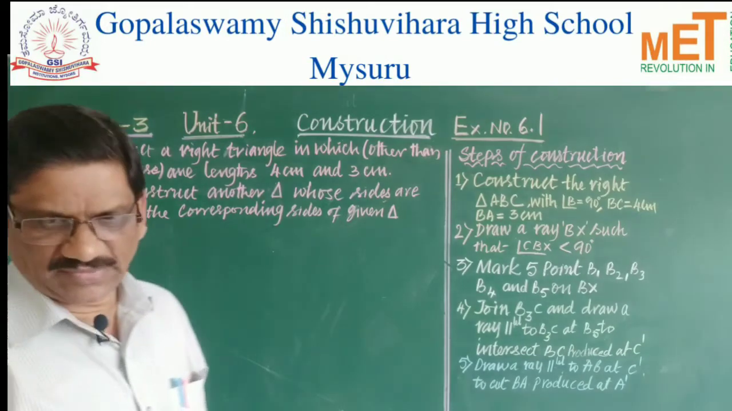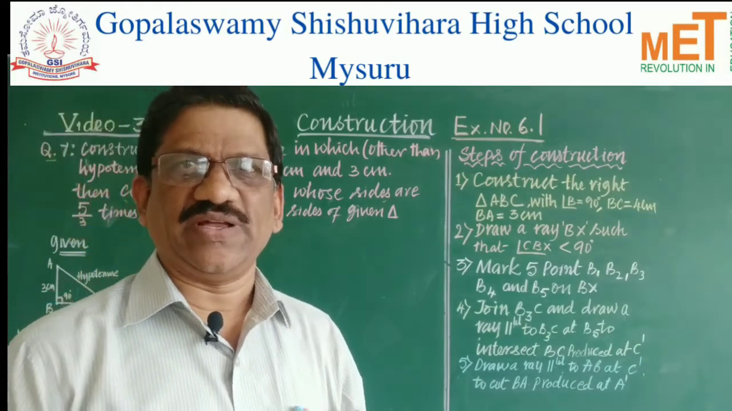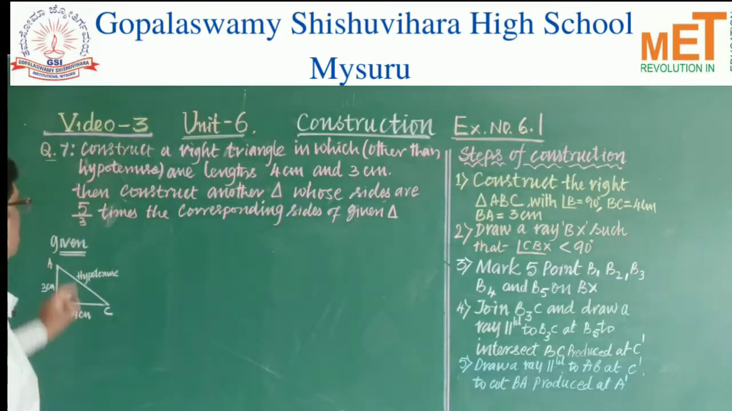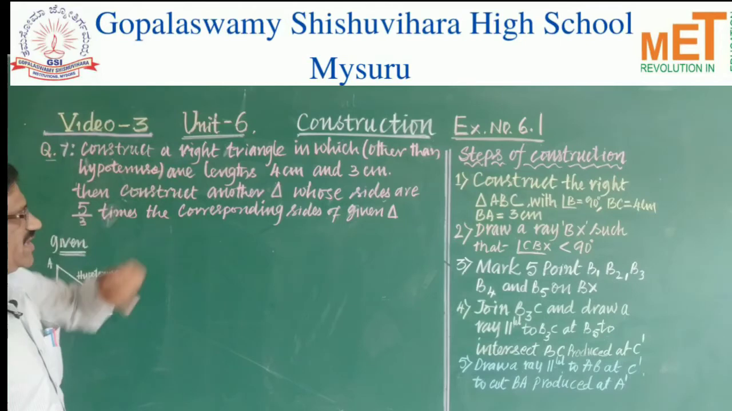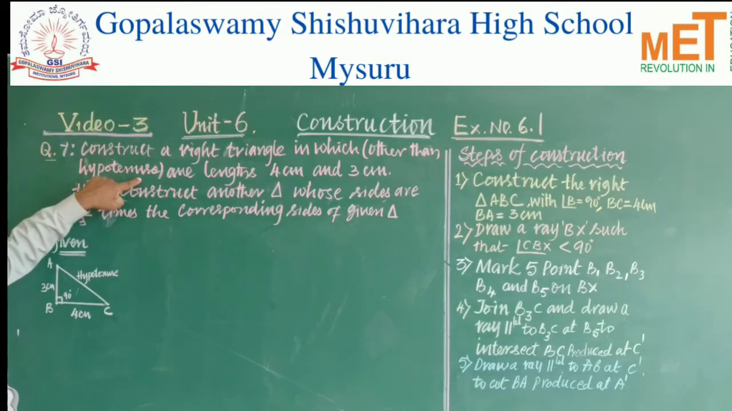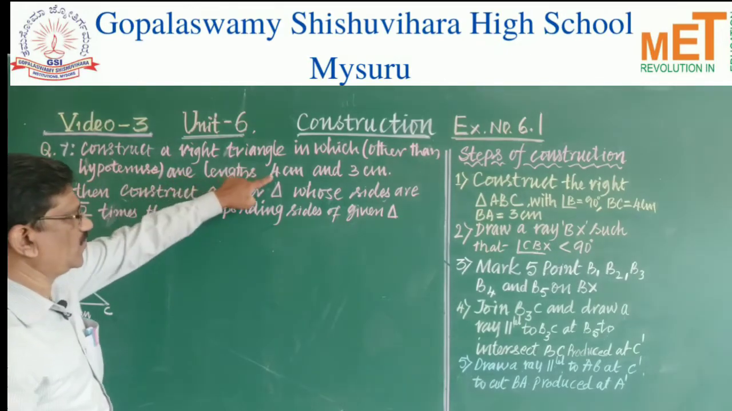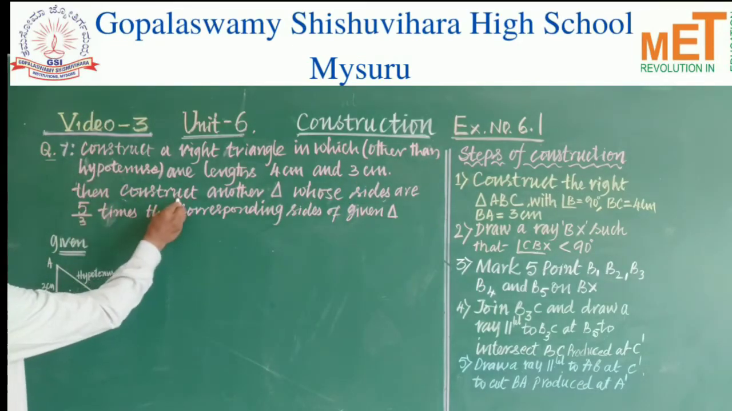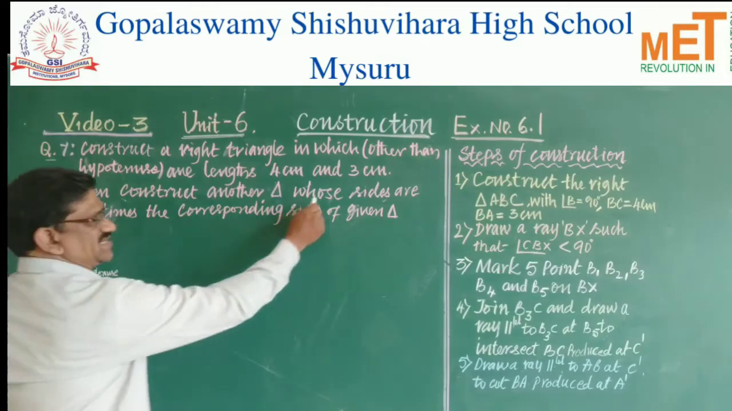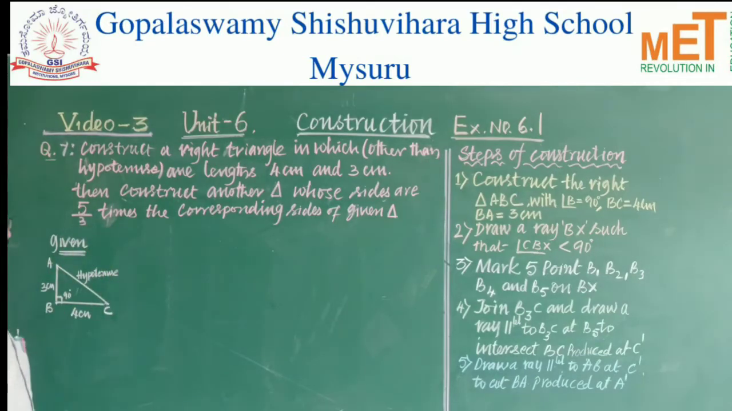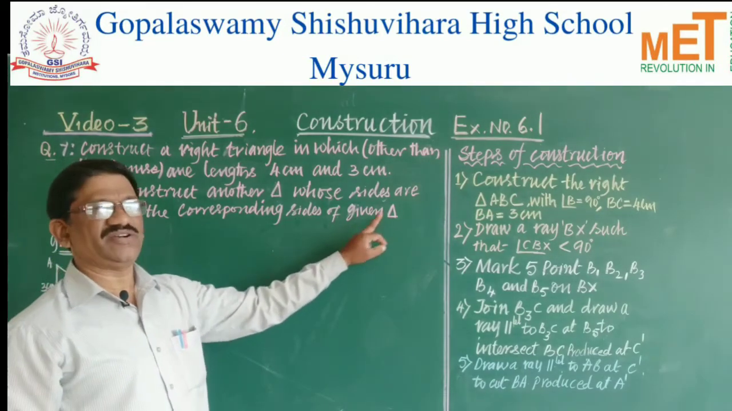Hello, children. So we shall continue the next one. So seventh sum. You see what it tells you to do. So here it is a seventh sum. It tells you to construct a right triangle in which, other than hypotenuse, the sides are of lengths 4 centimeter and 3 centimeter, then construct another triangle whose sides are 5/3 times the corresponding sides of given triangle.